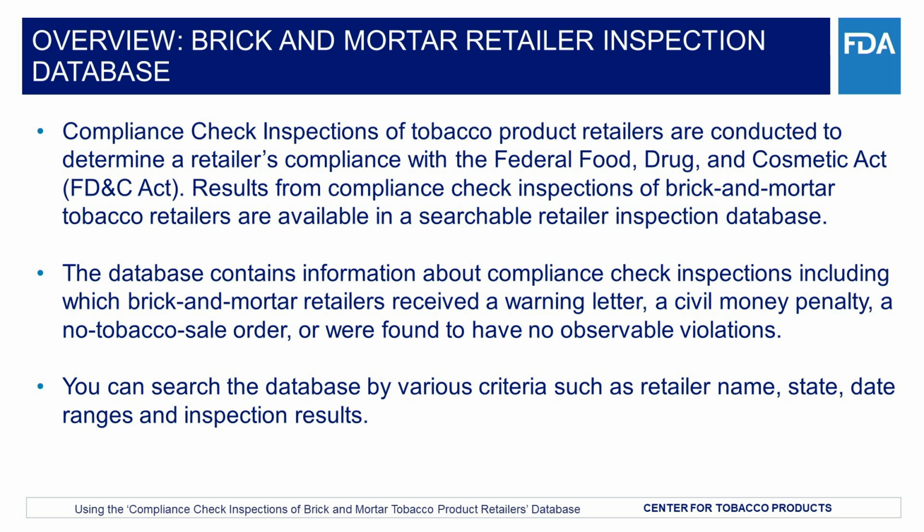The searchable database displays which inspected brick-and-mortar retailers received a warning letter, a civil money penalty, a no tobacco sale order, or were found to have no observable violations. Inspection results are available from inspections conducted in October 2010 to the present. The database may be searched by various criteria, such as retailer name, state, date ranges, and inspection results. We will discuss these search options in more detail in later slides.